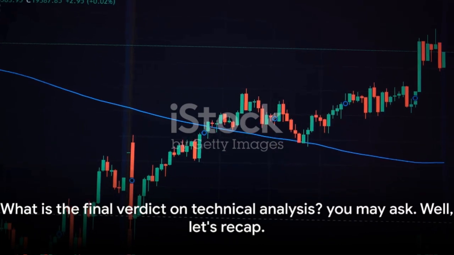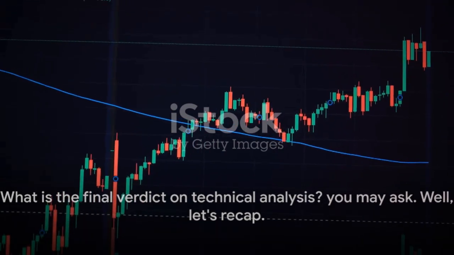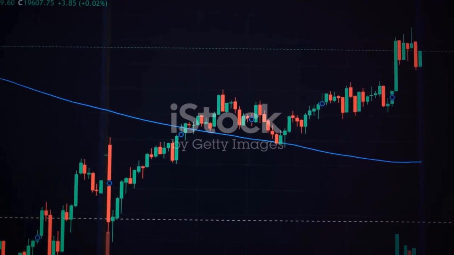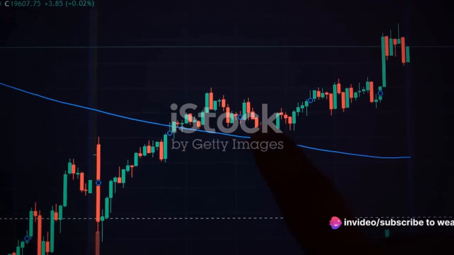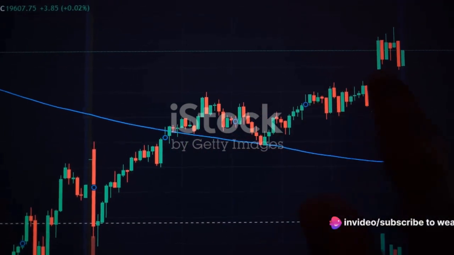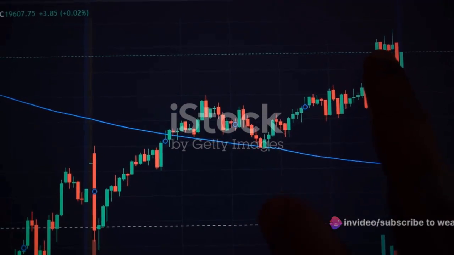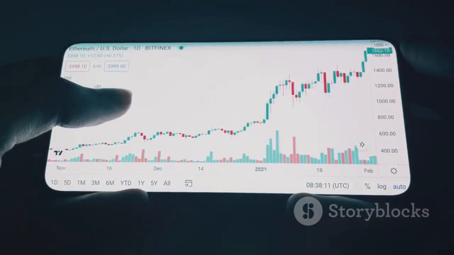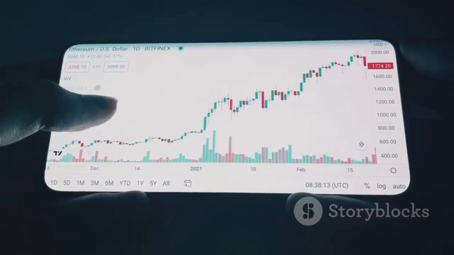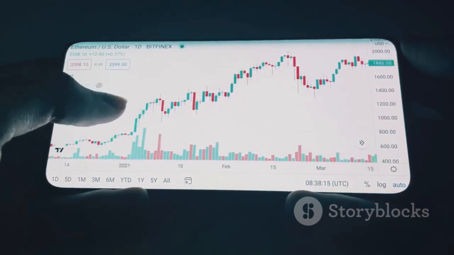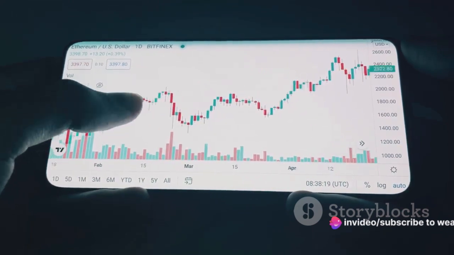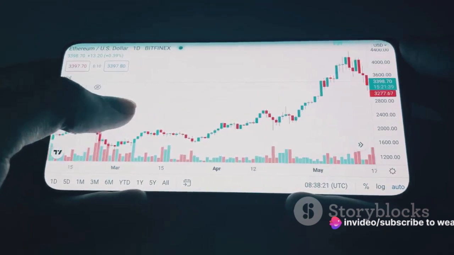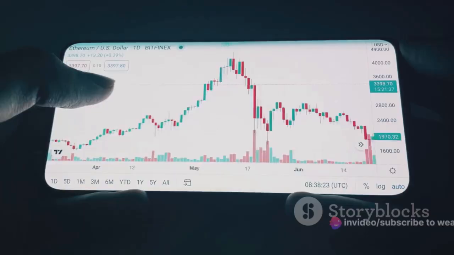What is the final verdict on technical analysis, you may ask? Well, let's recap. John J. Murphy's book, Technical Analysis of the Financial Markets, is a comprehensive guide that unravels the intriguing world of technical analysis, underlining its fundamental principles. From the art of charting to the power of trends and the role of indicators, Murphy paints a vivid picture of how these tools can help us make sense of the financial market's complex dynamics.